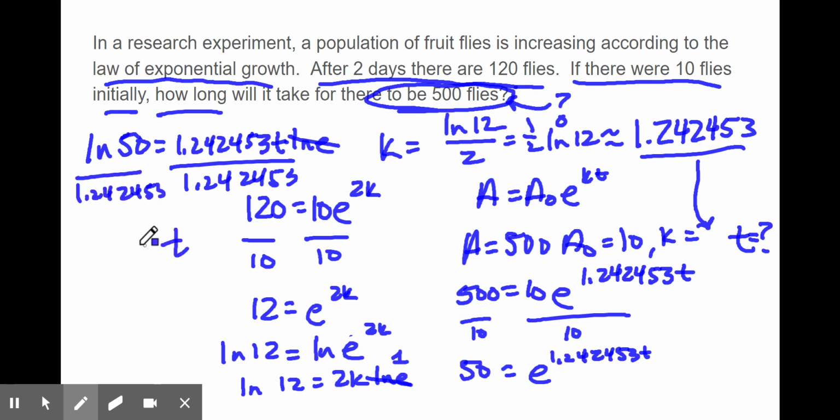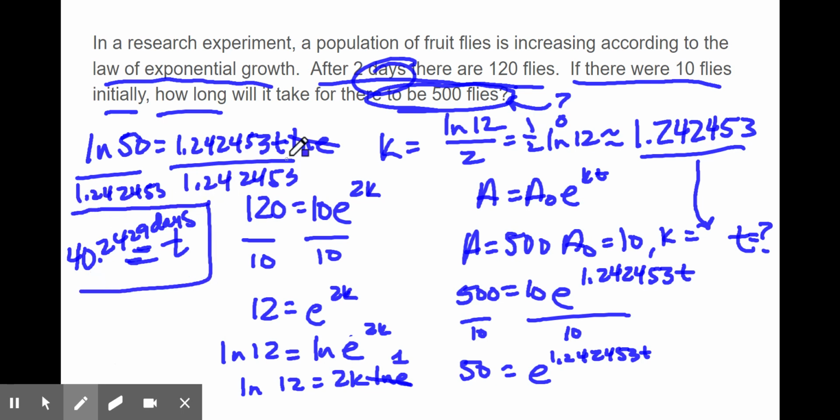And we get t comes out to be 40.2429. And that's in days. Why? Because we started in days. These were our units, days. So days will stay consistent through the whole problem. And there's our answer. Okay, so the process is find K first, figure it out, then go answer the question.